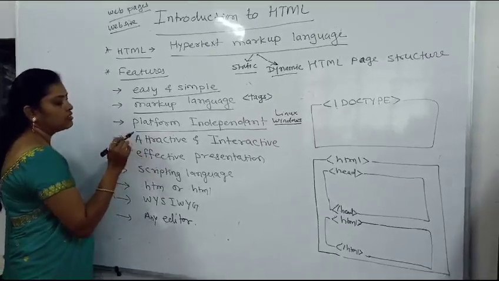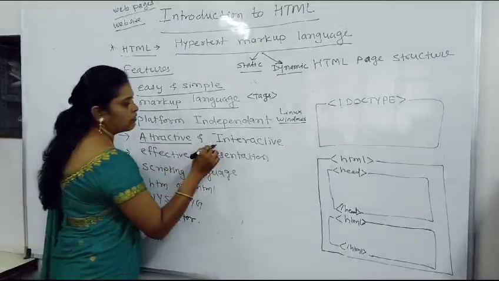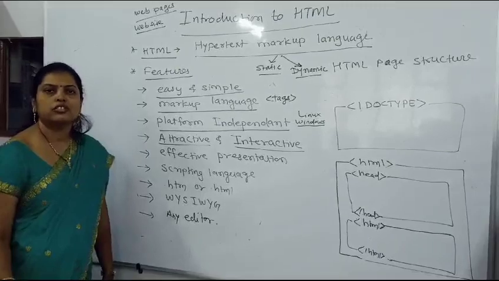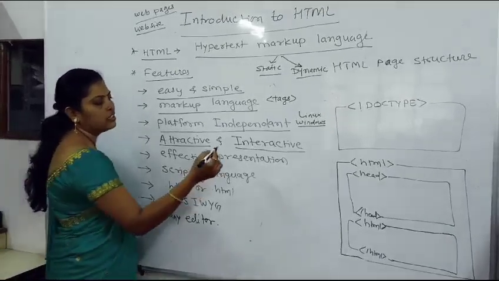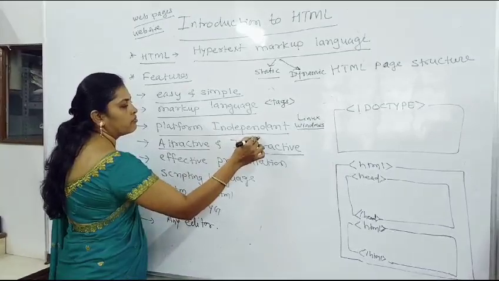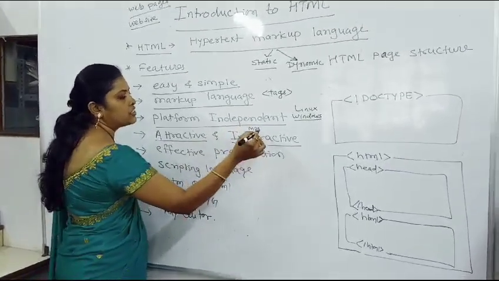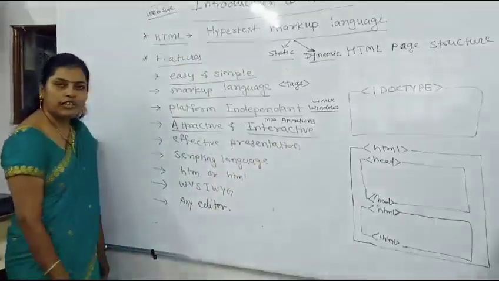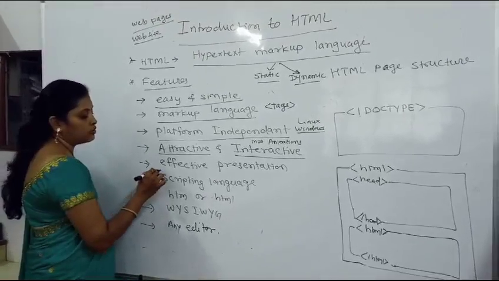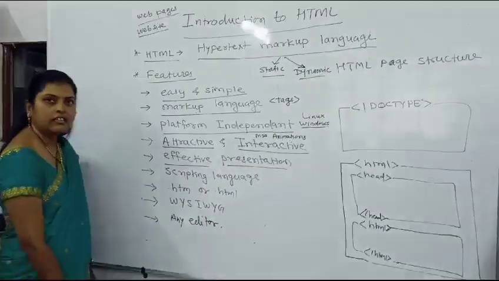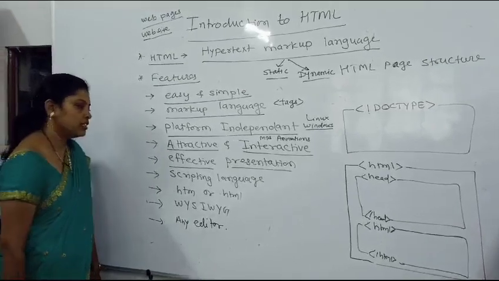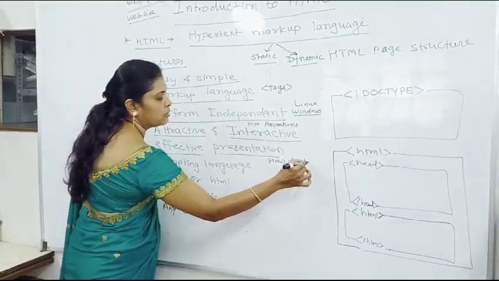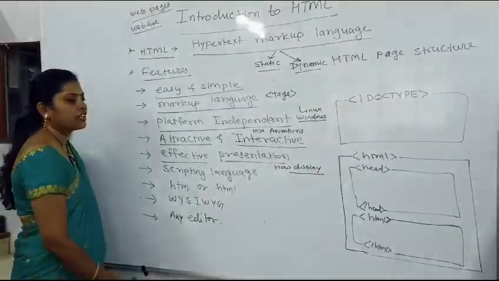The next feature is that it is very attractive and interactive. You can use a number of graphics tools, graphics, videos, and other interactive things, such as MP3s, videos, or animations, all of which can be attractively included within your web pages. It is also used to create an effective presentation of your data. The main purpose of HTML is to display the data, and you can use a number of features to interactively and effectively display your data.